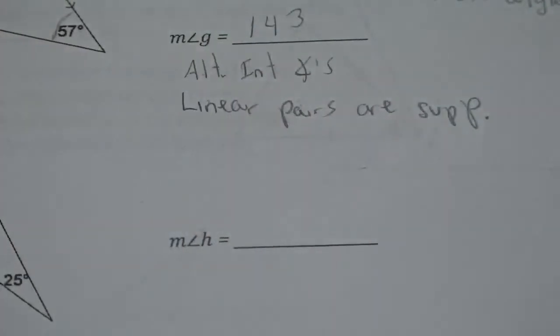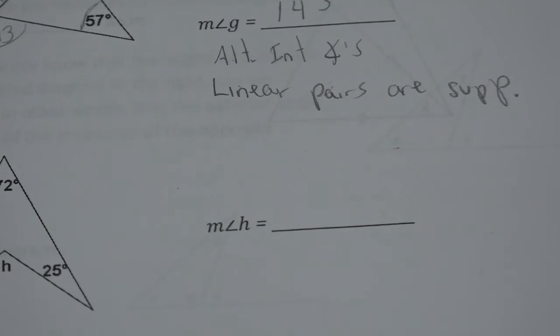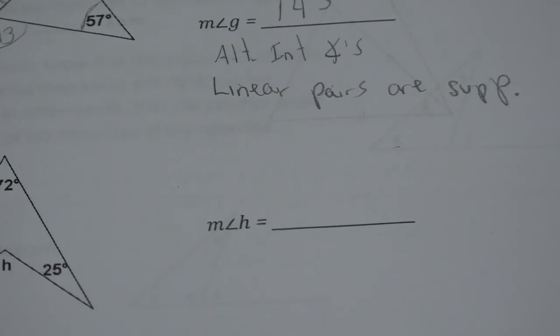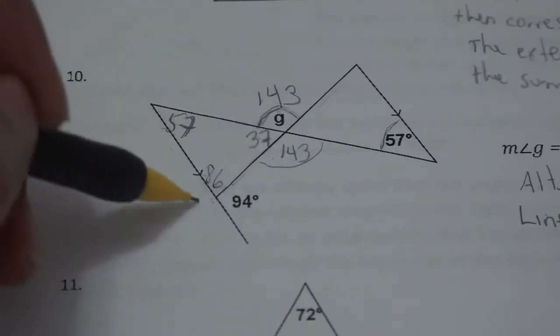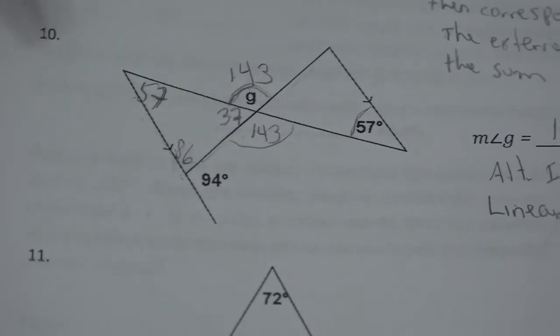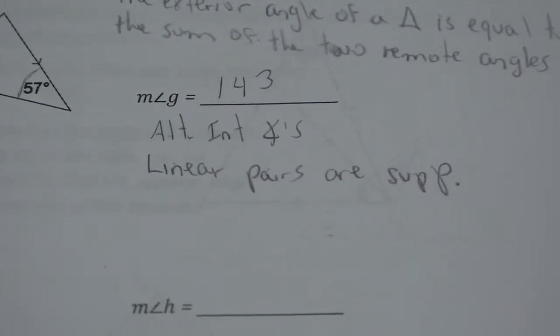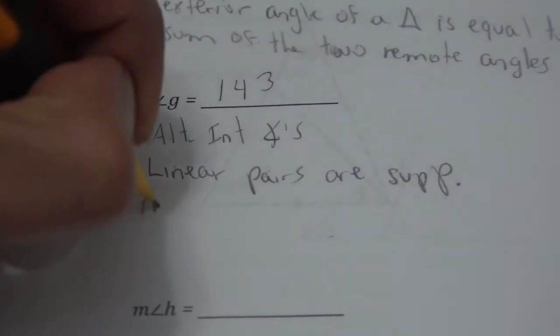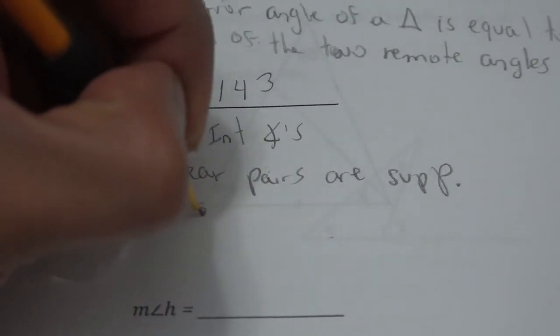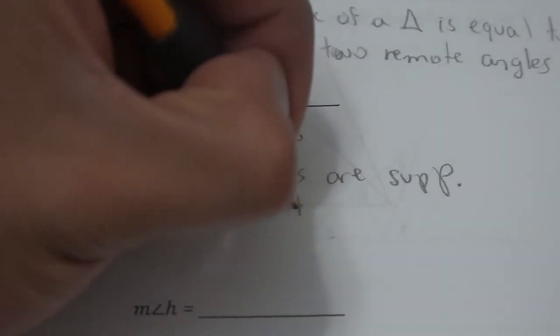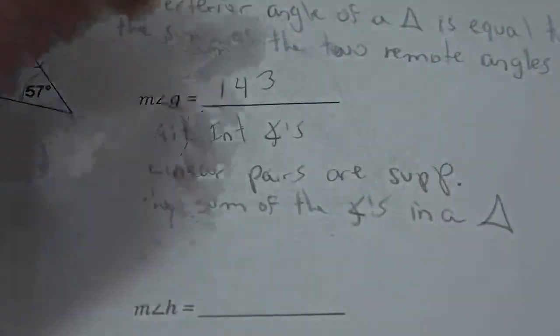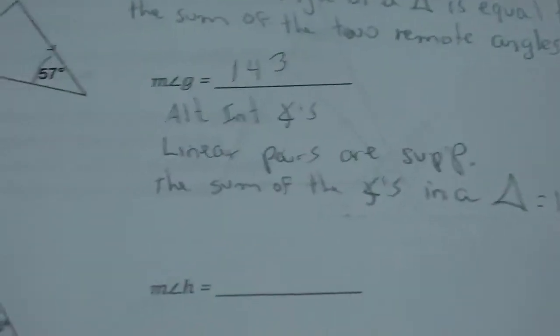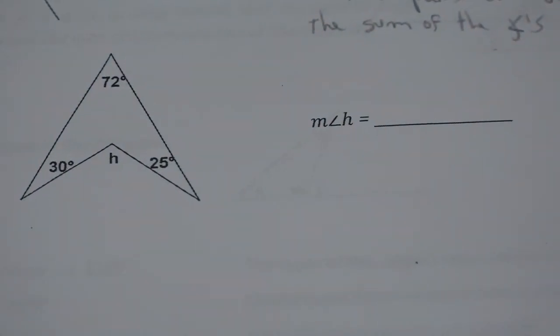So you write the whole thing. Linear pairs are supplementary. All right, and last but not least, I use the sum of the angles in a triangle. Look, the sum of the angles in a triangle is 180. So you write that down. The sum of the angles in a triangle equals 180 degrees.